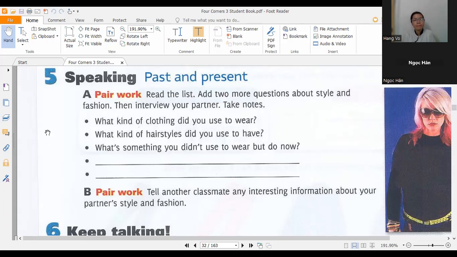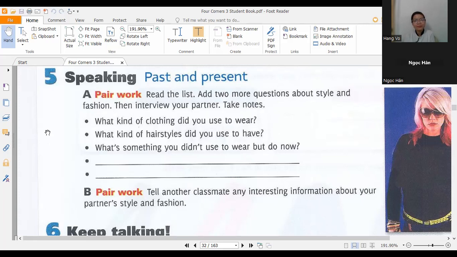What kind of hairstyle did you used to have? I remember I used to have short hair, when I was 17 years old. I didn't know why I decided to cut my hair short. It wasn't a really good choice, honestly, because the short hair didn't really fit me. I think that was the only time I had my hair cut short. I think I will never do it again because I didn't look good.